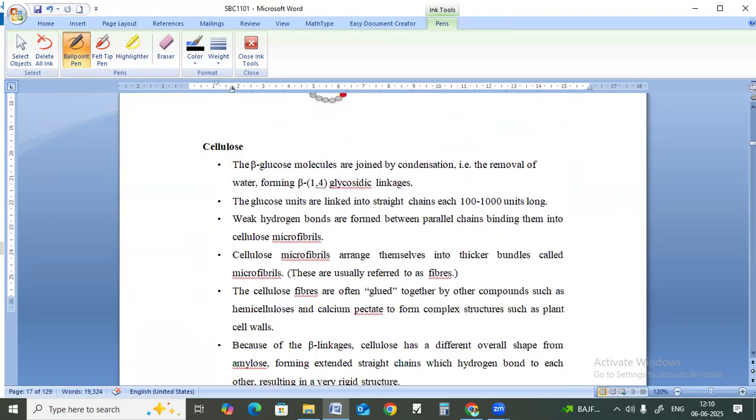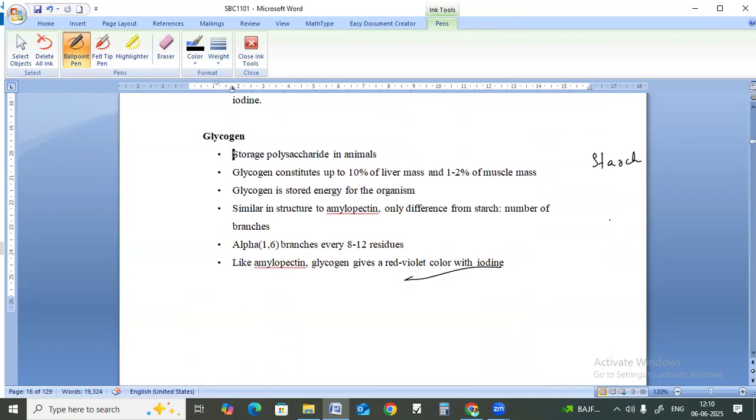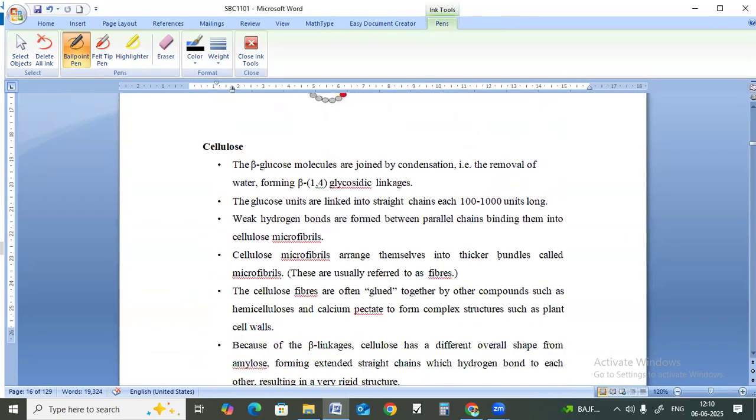Coming to the cellulose, the beta glucose molecules. The starch and glycogen are also consisting of glucose units, and these are mainly consisting of alpha 1,4 linkages. Whereas the different one, the cellulose, is mainly consisting of beta 1,4 linkages.